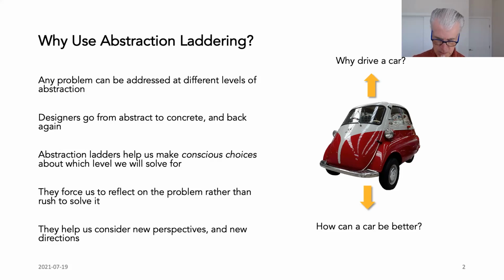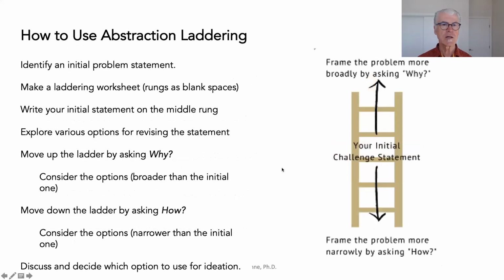So how does all this work then? Abstraction laddering essentially works by, first of all, identifying a problem statement or a challenge statement, if you like, which is phrased as "how might we?" So you put that in the middle here, your initial challenge statement, and then what you do is you would broaden out the problem by asking why, and then narrow more, focus the problem more by asking how.